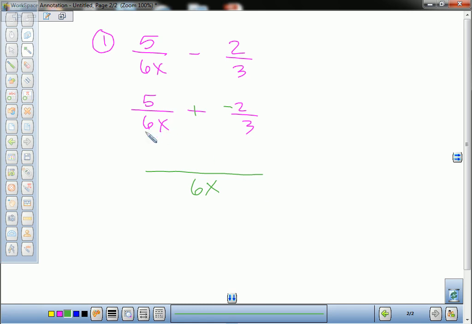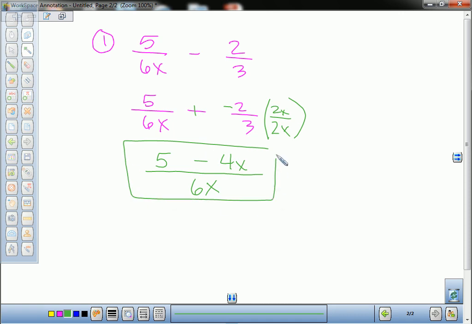All right, so this was already over 6x. So does it have to change at all? No, it stays 5. But the second expression was over 3. Now we need to make that turn into 6x. So what do we multiply 3 by? 2x. So this becomes 2x over 2x. So this numerator is now negative 4x. And now we have successfully subtracted these two fractions. That's it.